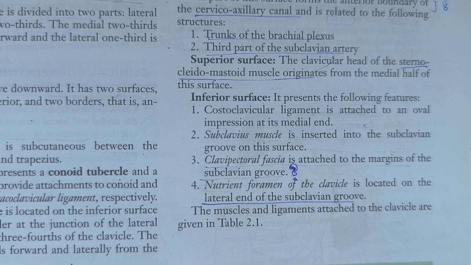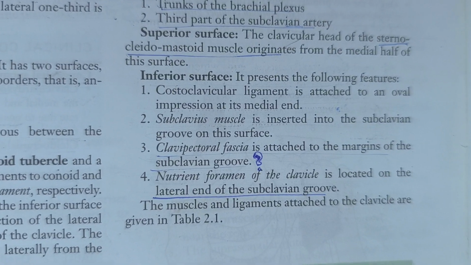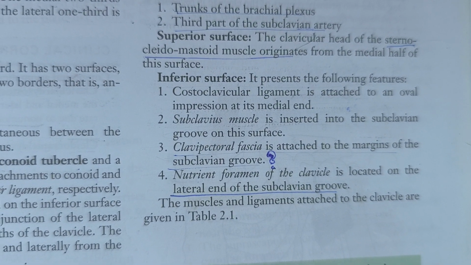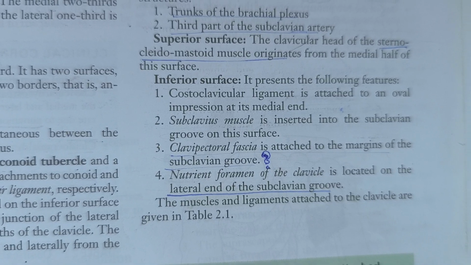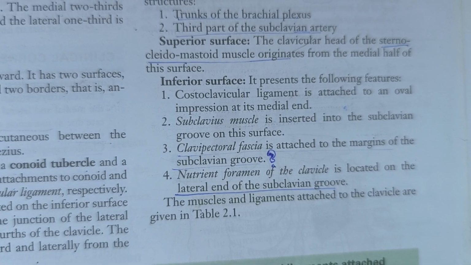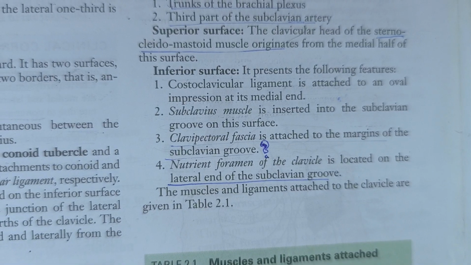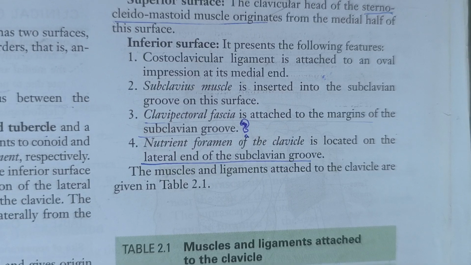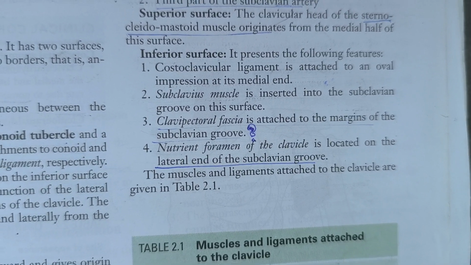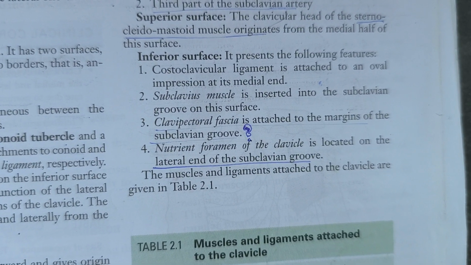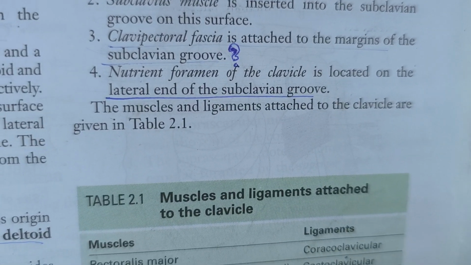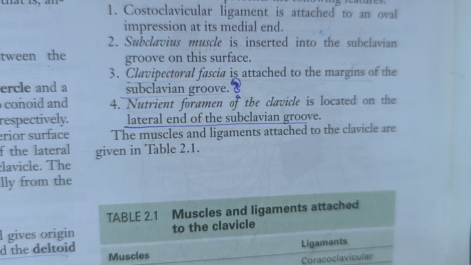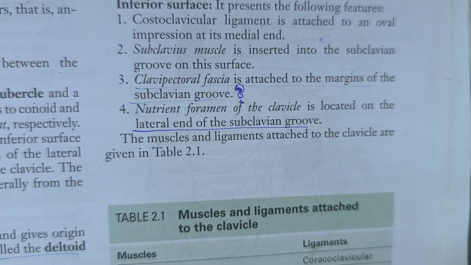Inferior surface presents the following features. First, costoclavicular ligament is attached to an oval impression in the medial end. Subclavius muscle is inserted in the subclavian groove on this surface. Clavipectoral fascia is attached to the margin of the subclavian groove, and nutrient foramen of the clavicle is located on the lateral end of subclavian groove.